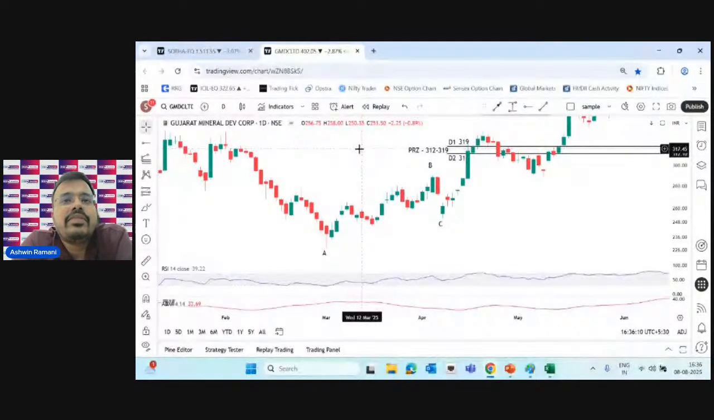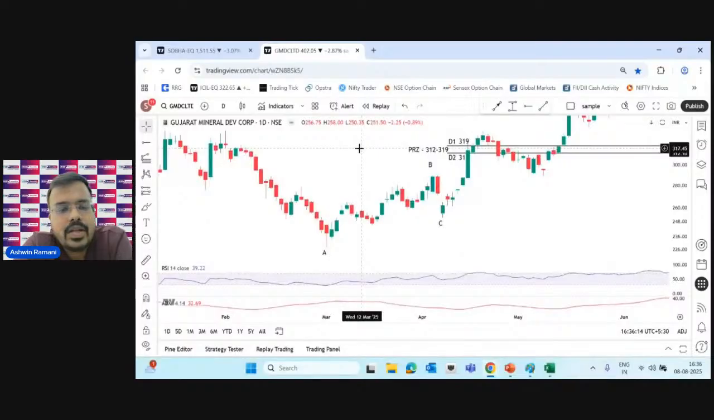Guys, is everyone with me? If you all can let me know in the chat box. All good until now? Can you comment in the chat box once, because the confirmation we will look at now is going to be a little more complex. So we have got the PRZ, which is 312 to 319. Now the most important thing, like we discussed, is that we have to wait for a confirmation.